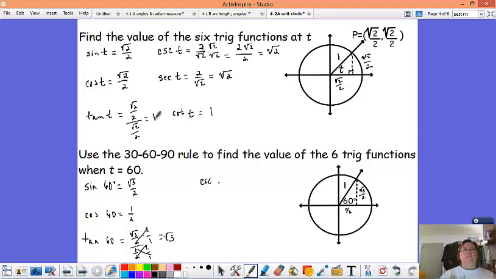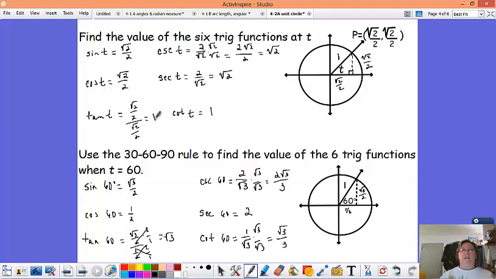The cosecant, well, root 3 over 2, flip it upside down, multiply top and bottom by root 3 to clear up the radical in the denominator. 2 root 3 over 3 is the cosecant. The secant of 60 is the reciprocal of its cosine, so 2 over 1, or just 2. And the cotangent is the reciprocal of root 3, so 1 over root 3, but you know you can't leave that there, so we're multiplying top and bottom by root 3 and we end up with root 3 over 3. And there are the 6 trig functions when t is 60.